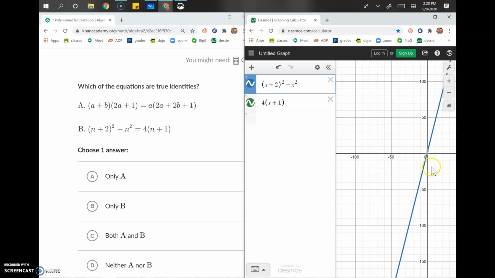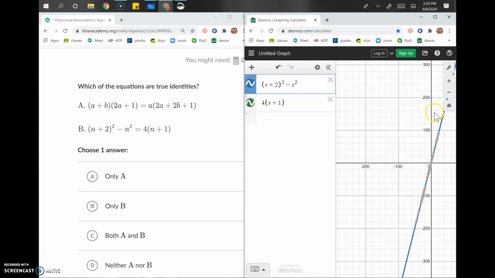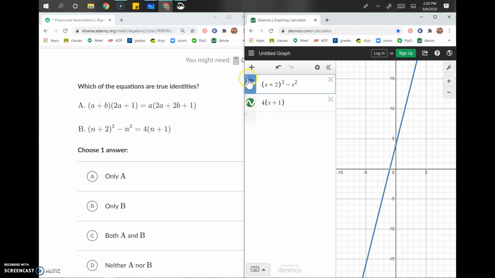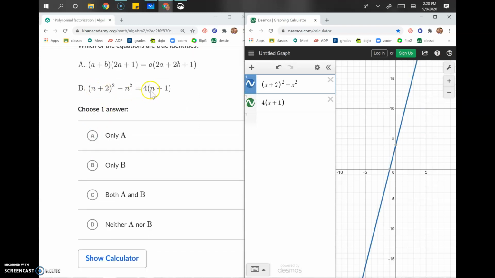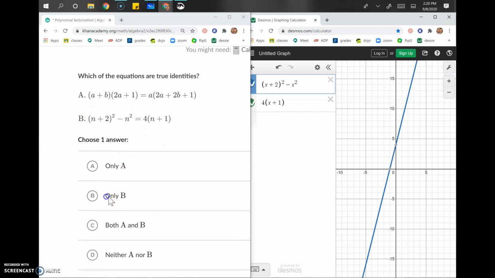I'm not seeing any lines. I'm only seeing one line right now. Then I see a bunch of dots. That's a giveaway too. Sometimes when you type in the second one, you don't see the line. There it is. I put this one back on. We can see that the lines match up. So if the expressions are the same, then the equation is an identity.